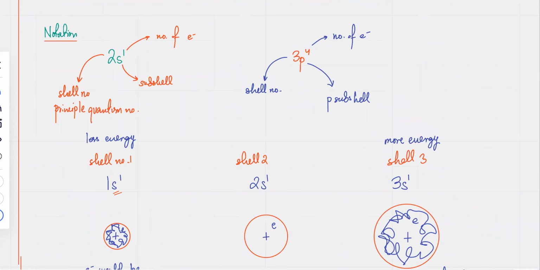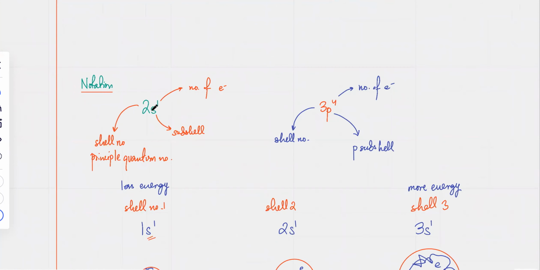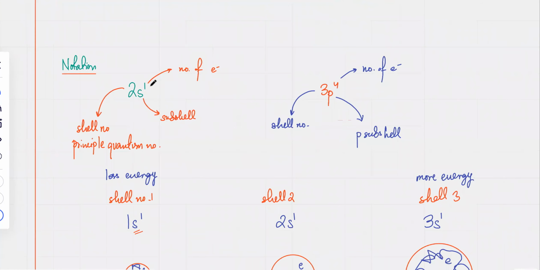So coming back to this, every electron would be represented in this way. You're going to write the shell, whether it's the S or the P or the D or the F, which region it's occupying, and how many electrons are occupying that region. And the number in front of it indicates the energy level.